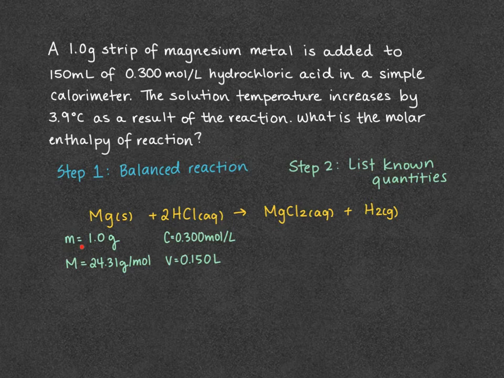For both of these, we can see we have enough information to solve for moles. If we have mass and molar mass, we can solve for the number of moles of a solid. If we have concentration and volume, we can solve for the number of moles of a solution. By being able to solve for the moles of both reactants, this is an LR-ER problem. All right, so this is going to bring us to step 3.